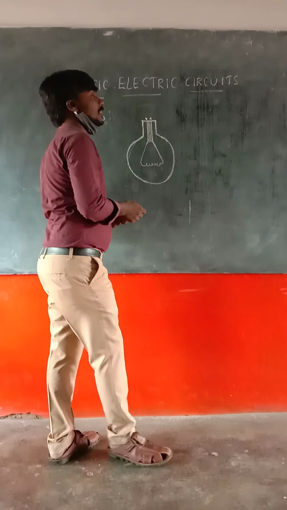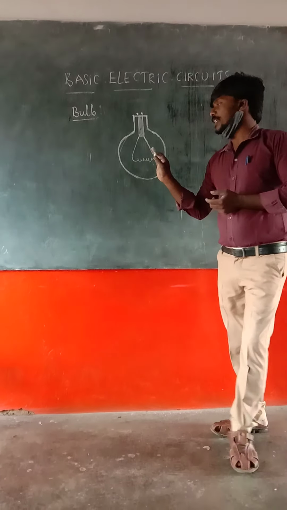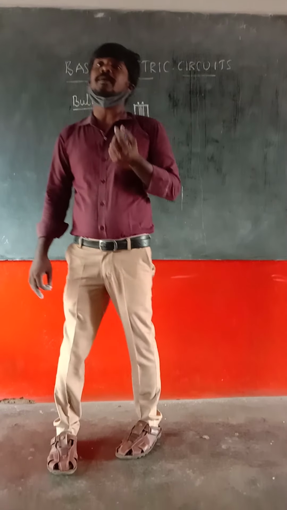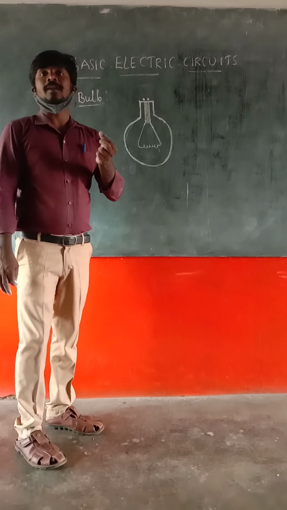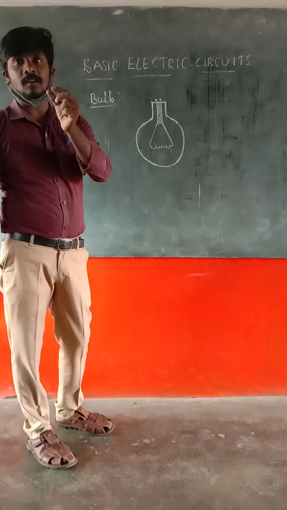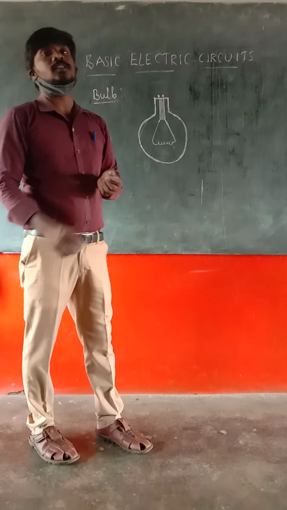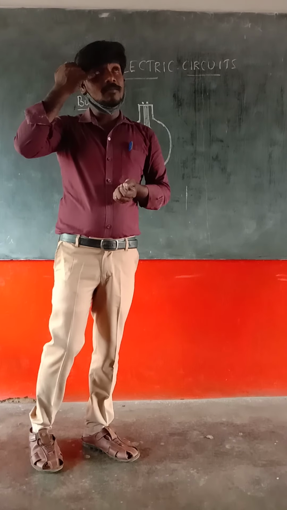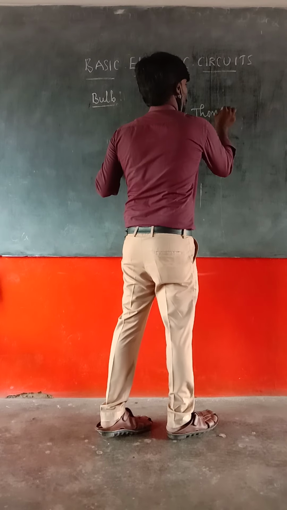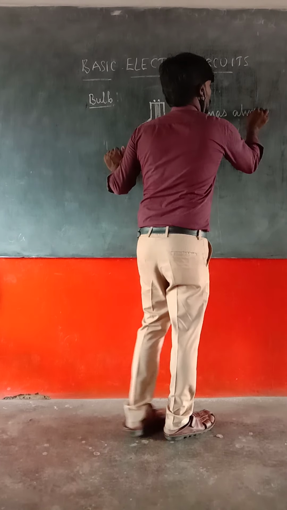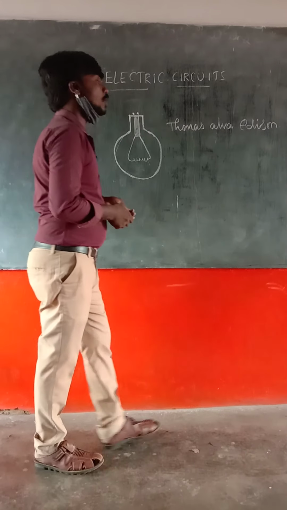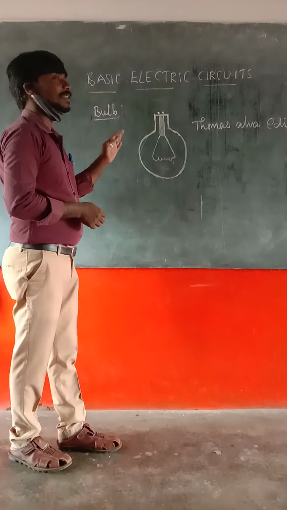Okay, so the second one is the bulb. Before going to explain the bulb, first, who invented the bulb? The invention or discovery of the bulb was by Thomas Alva Edison. Okay, the bulb was first invented by Thomas Alva Edison.